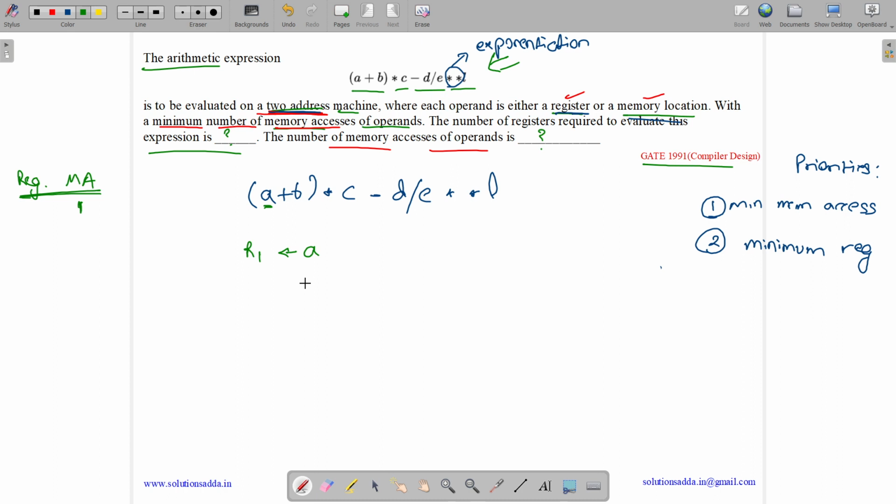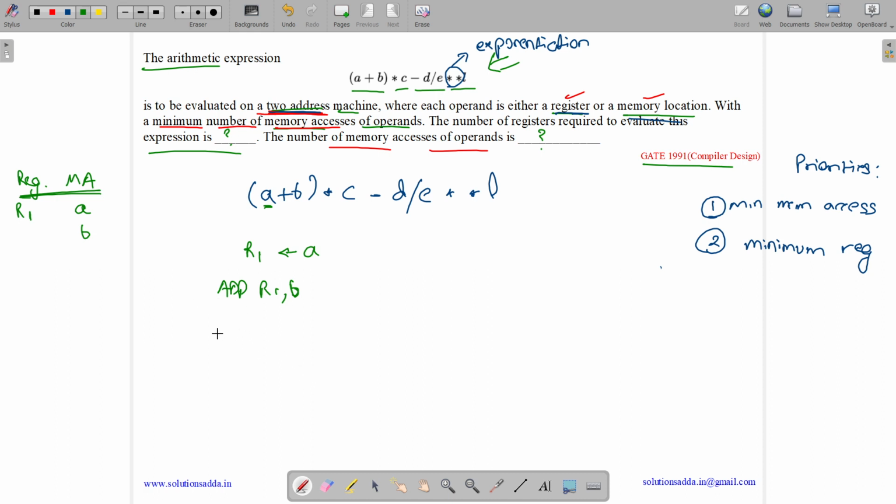Now we do ADD R1, b. It sums the value of R1, which is a, with the value b, so we get a + b stored in register R1. We have used register R1 and we have the second memory access, for b. So we have memory accesses for a and then for b.